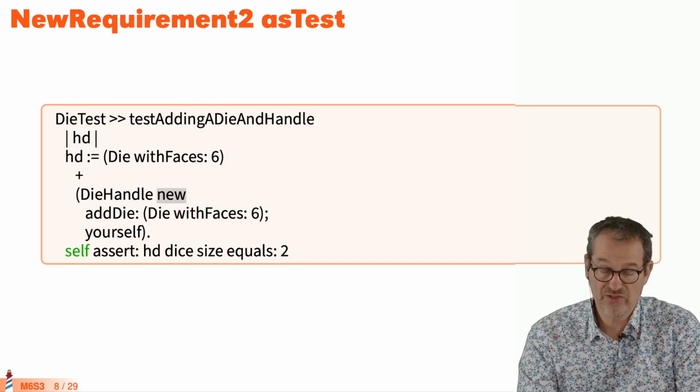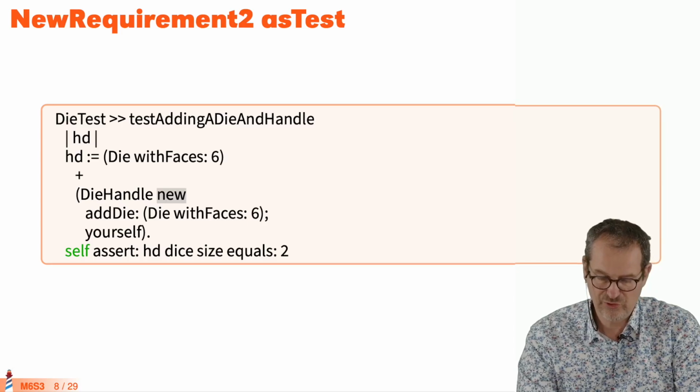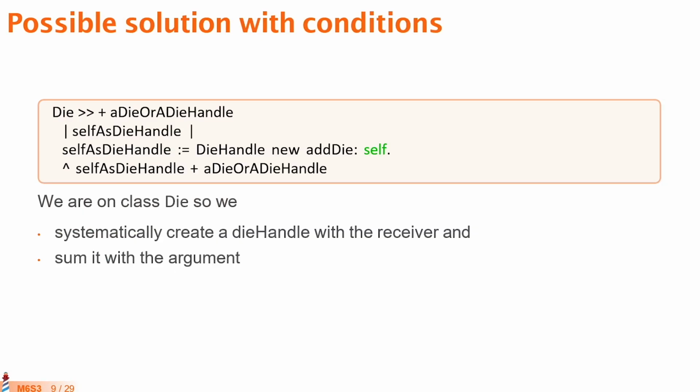We really strongly suggest that you do the exercise during this MOOC, and then you know if you succeed or not when your tests are passing. So a possible solution is with conditions. Here what I am doing is creating on the die class a message plus with an argument that is either a die or a DieHandle. And then what do I do? I just create a new DieHandle, and I add the receiver, and then after I fall back on the previous case.